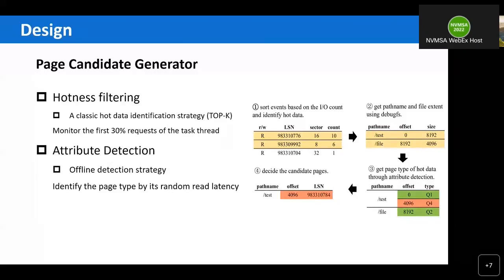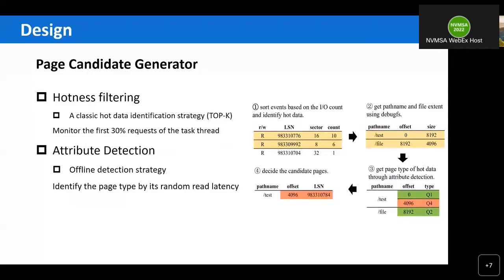Second, to further minimize the migration traffic, it's wise to only migrate the high latency pages such as Q3 and Q4. However, the attributes of a specific page are transparent to the operating system, which is exclusive to the device. In order to get the accurate page attribute information for subsequent page migration, an offline detection strategy is proposed. We issued 4 KB single queue depth random read requests to the hot data and determine the page type of each page by considering its latency.